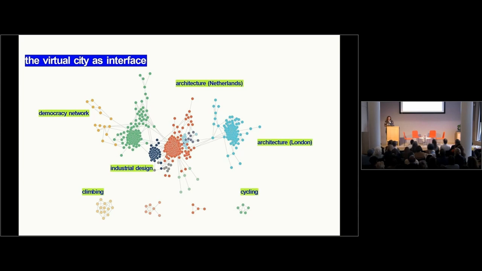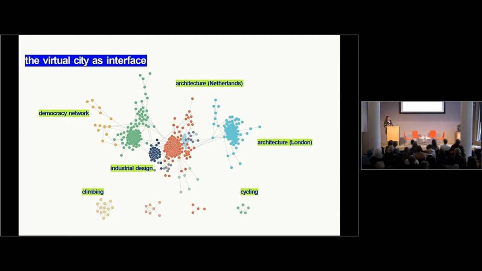It seems like a parallel world in a way, and this is an analysis of my LinkedIn profile. And these groups are all connections, and then the lines are people that I know that know each other too. So you see that there's a group around architecture students from London, that's where I studied architecture.